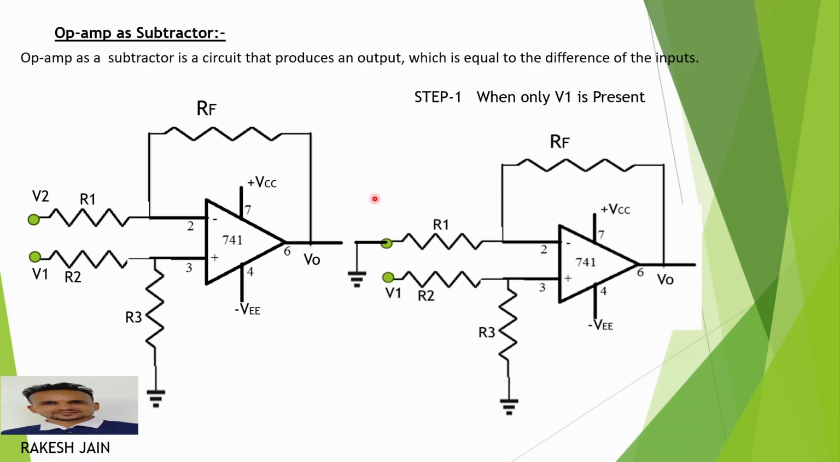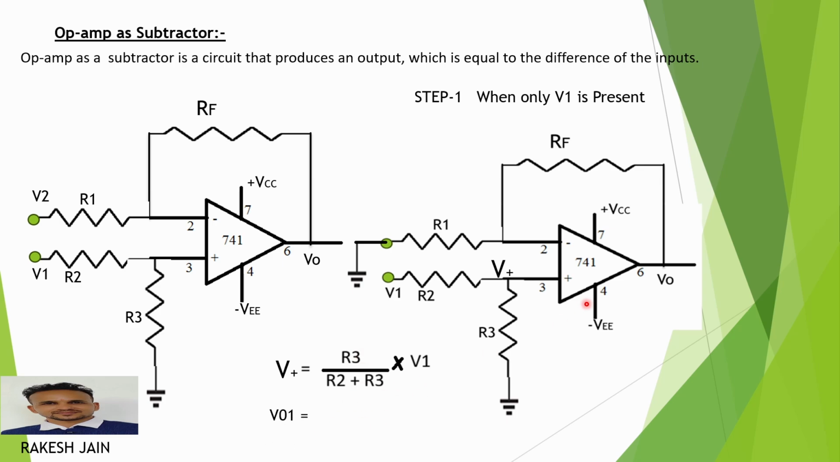So this circuit looks like this one. I consider V2 is not present, only V1 is present. Let the voltage at the non-inverting input pin be denoted by V plus. This is the voltage which is across the R3 resistance. So V plus is equal to, from the basic potential divider rule, R3 upon R2 plus R3 multiplied by V1.